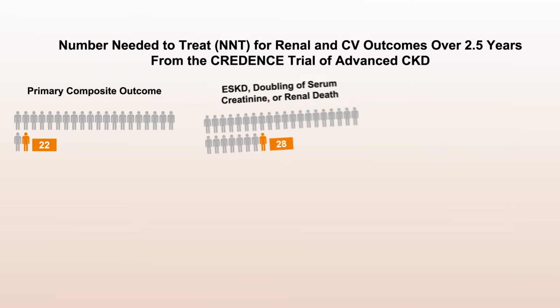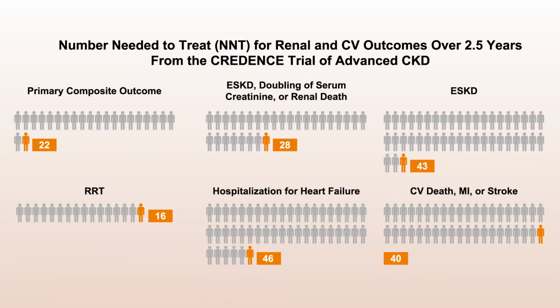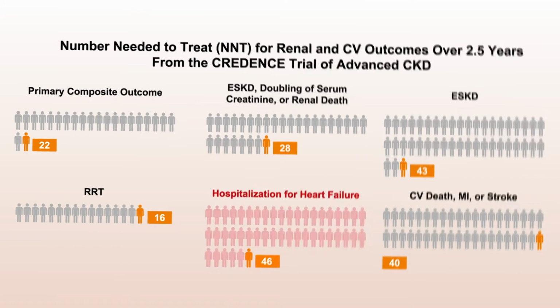Now, I think we need to take this one step further. How many people do you have to treat to get a benefit? This is something that is really powerful. 22 people are all you need to treat to reach the primary composite endpoint. What about renal replacement therapy? 16 people, even fewer. So it is very important. If you're worried about the cardiovascular events, okay, heart failure, 46 people. So very important to keep this in mind.